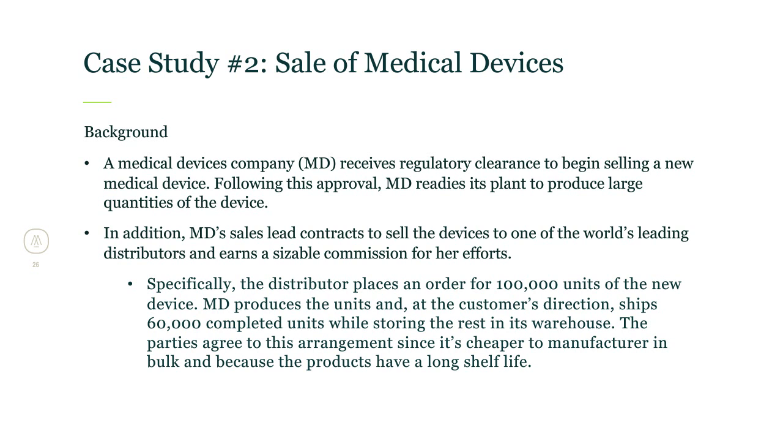Now, the distributor places an order for 100,000 units, of which 60,000 of the completed units are requested to be shipped, and the remaining 40,000 units should be stored in a warehouse. And the warehouse belongs to the medical device company. The parties agree to this because it's cheaper to manufacture in bulk, and there's no impact to the products because of long shelf life.